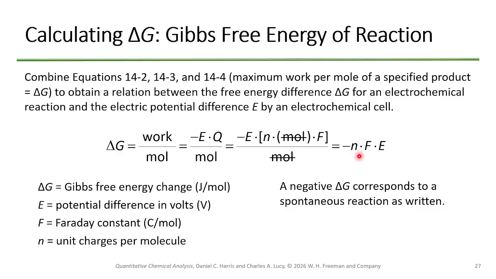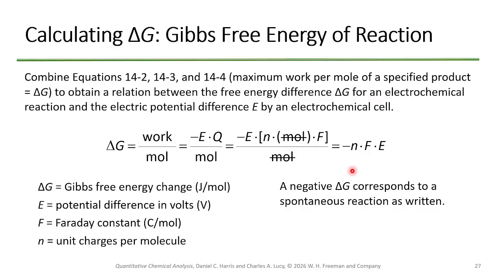N right here is going to be unit charges per molecule. F right here is going to be the Faraday constant. And then E right here is the potential difference in volts. And that will give us our delta G, which is joules per mole. Notice again, we don't get rid of the moles here. We don't want to get rid of moles because we're going to end up in moles. Okay? So if you ever try to derive this yourself, that's the difference.